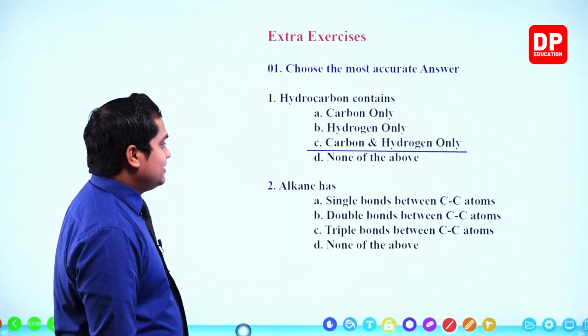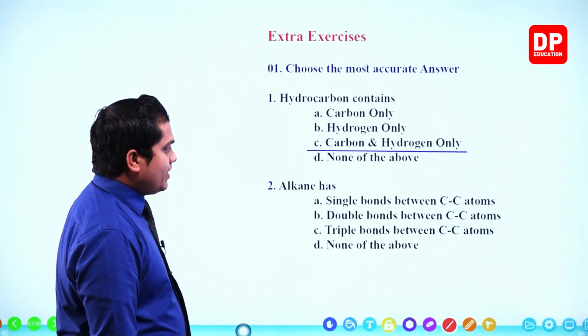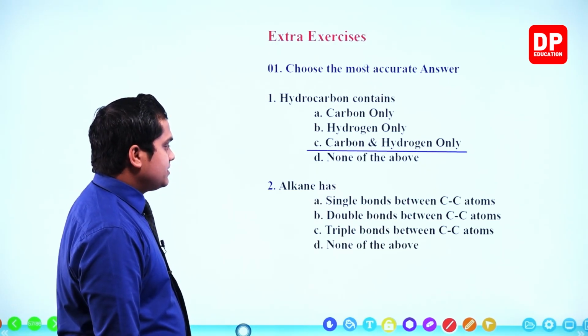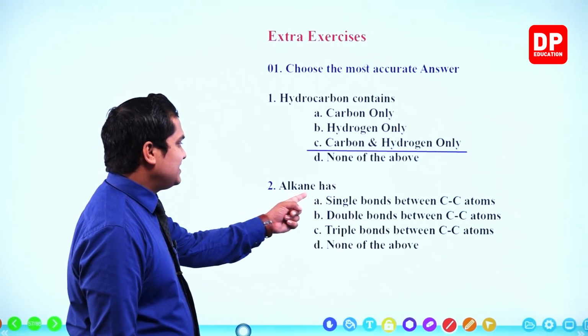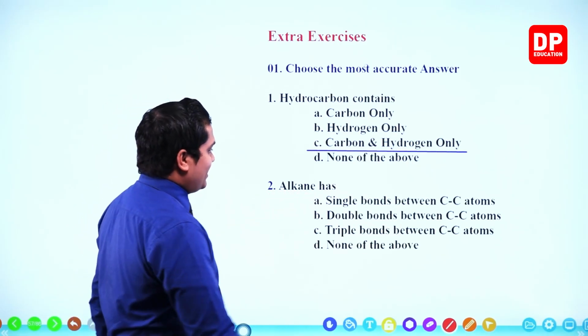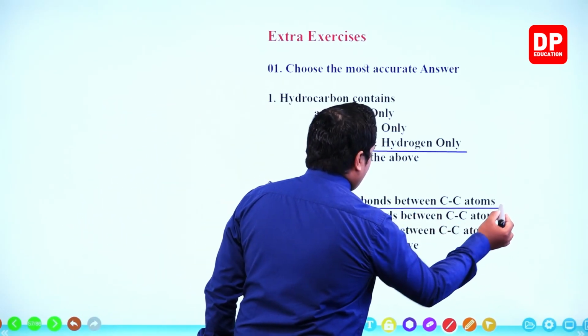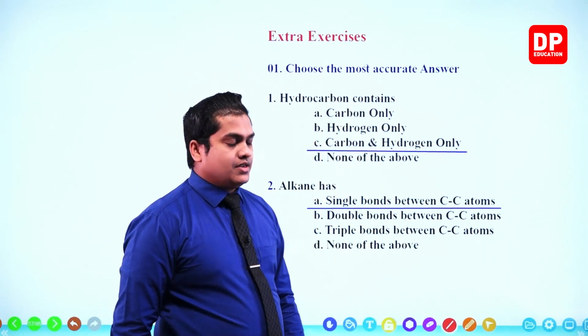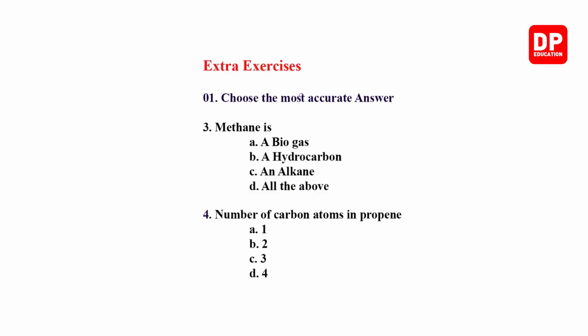Next one. Alkane has single bonds between carbon-carbon atoms, double bonds between carbon-carbon atoms, triple bonds. So, as it is an alkane, it contains single bonds between carbon-carbon atoms. Right then. Next question.